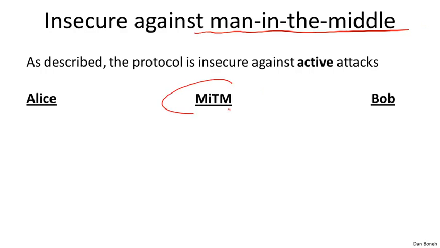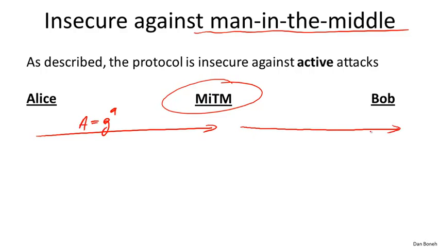Suppose we have this man in the middle that's trying to eavesdrop on the conversation between Alice and Bob. The protocol starts with Alice sending g to the A over to Bob. The man in the middle is going to intercept that, take the message that Alice sent, and replace it with his own message. Let's call this A prime, and write it as g to the A prime. So the man in the middle chooses his own A prime, and what he sends to Bob is actually g to the A prime.